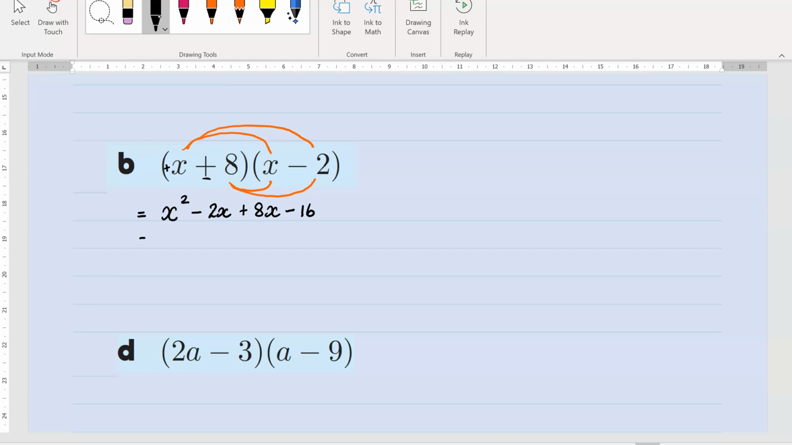Now we gather our like terms. We look at our x squared. Are there any other x squareds? None that I can see. So it's just that one x squared.